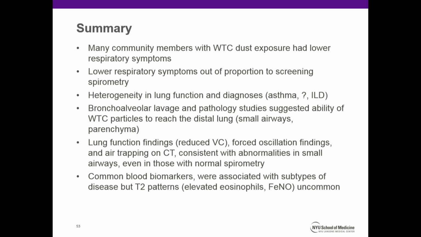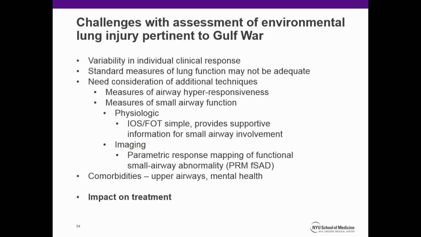So in summary, many community members with World Trade Center dust exposure had lower respiratory symptoms. They were out of proportion to screening spirometry. There was a lot of heterogeneity in this population and in the diagnoses that were made. The bronchoalveolar lavage and pathology studies suggest the ability of these even large particles to reach the distal lung. The lung function findings, the reduced vital capacity, forced oscillation, air trapping on CT, are all consistent with abnormalities in small airways, even in those with normal spirometry. And the common blood biomarkers were associated really with subtypes of characterization.